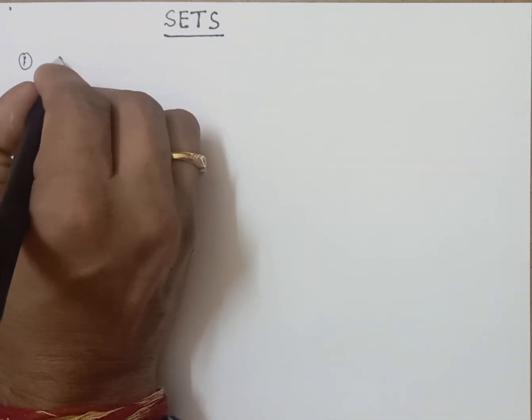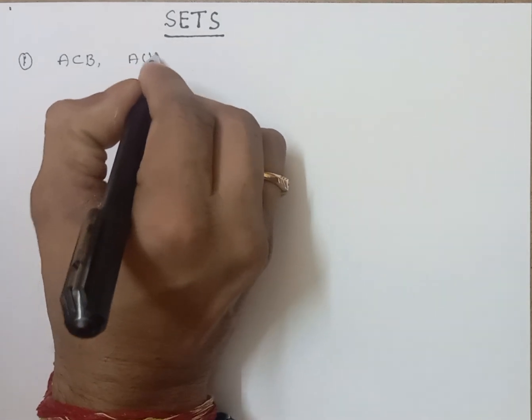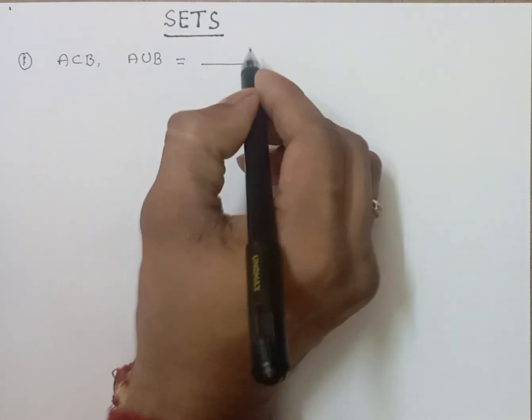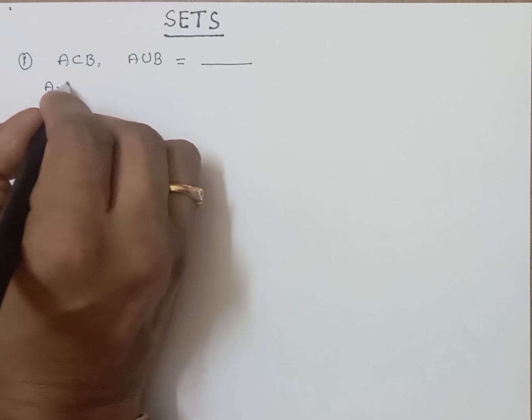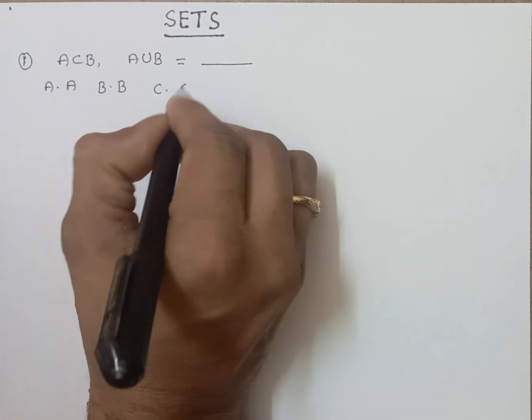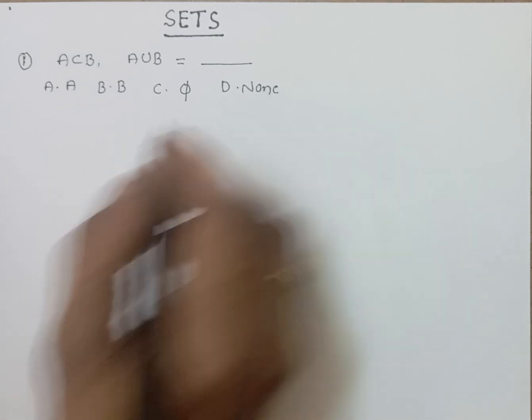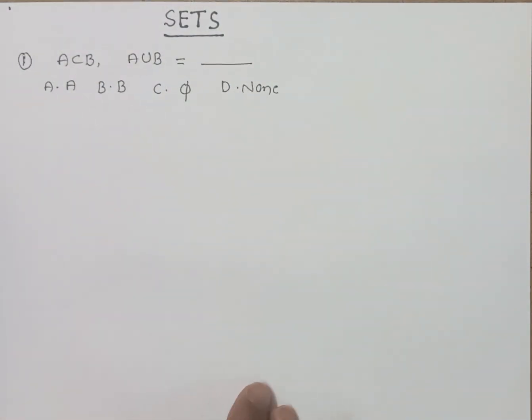Like, if A is a subset of B, then what is A union B? They will give options also, like A, option B, option C, phi, that is the empty set, and none of these. So what is the meaning of A subset B first?